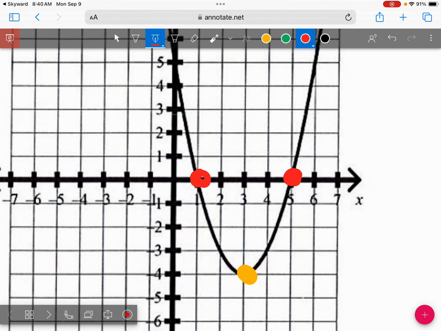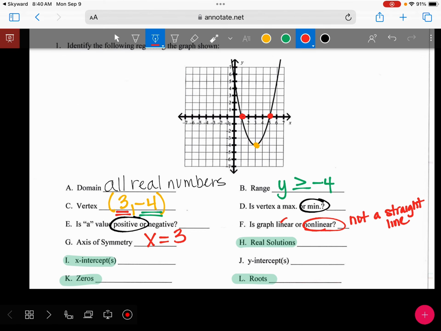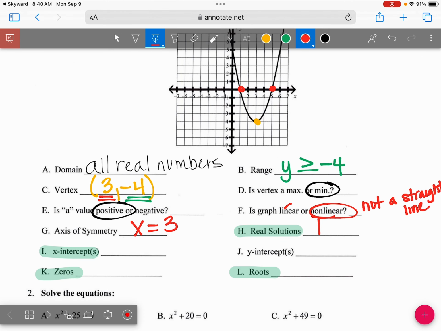And what are those two numbers? 1 and what else? 5. So that's your answer to all 4 of those answers. It's 1 and 5. 1 and 5. 1 and 5. You can also write those as order pairs.